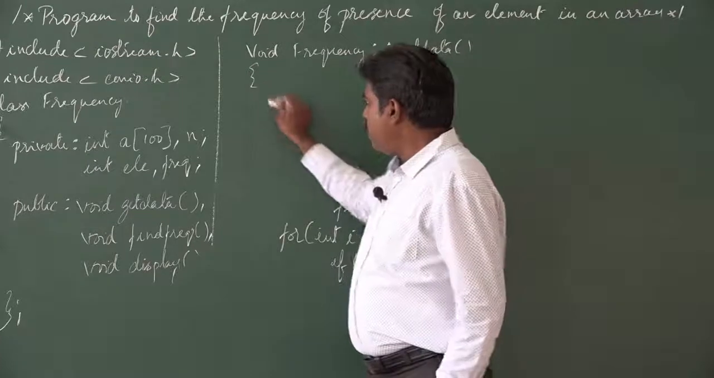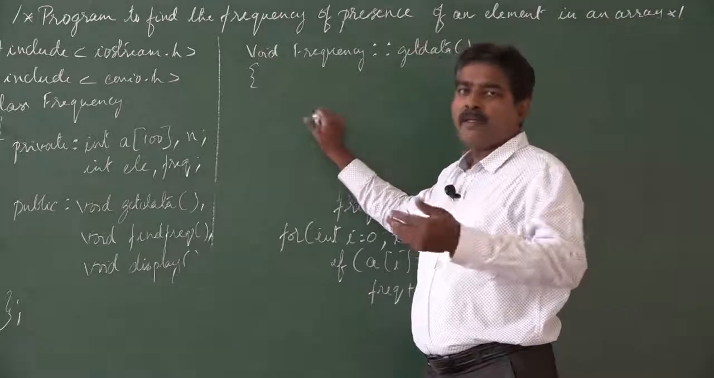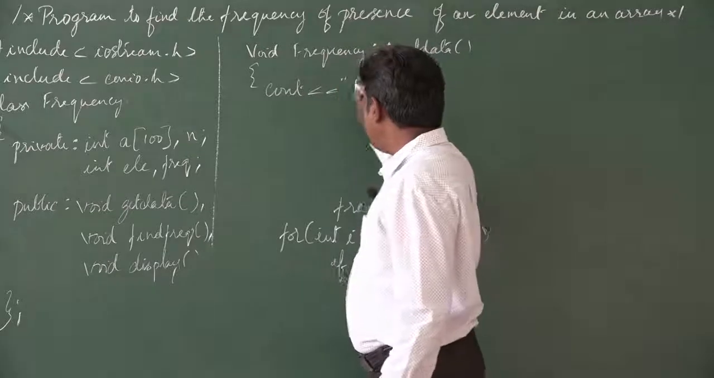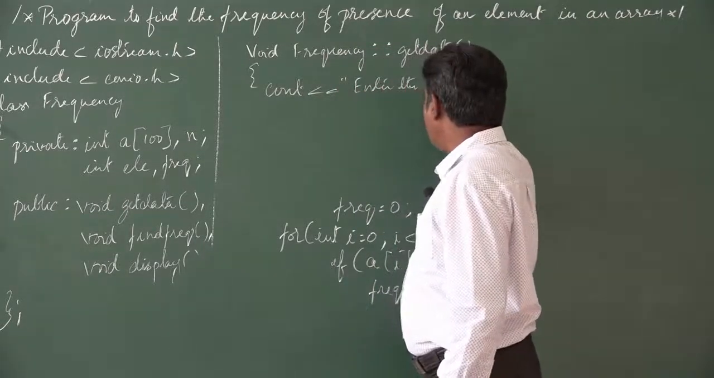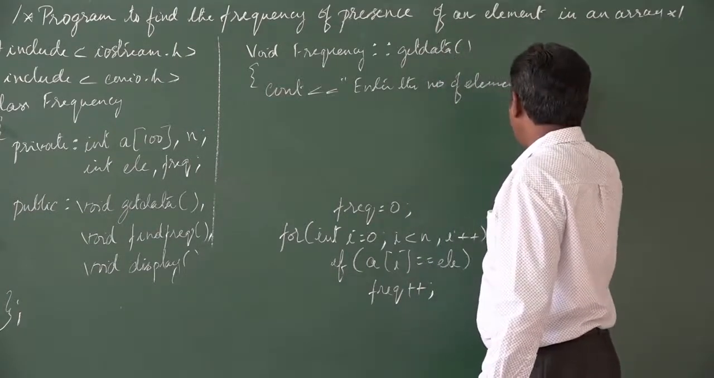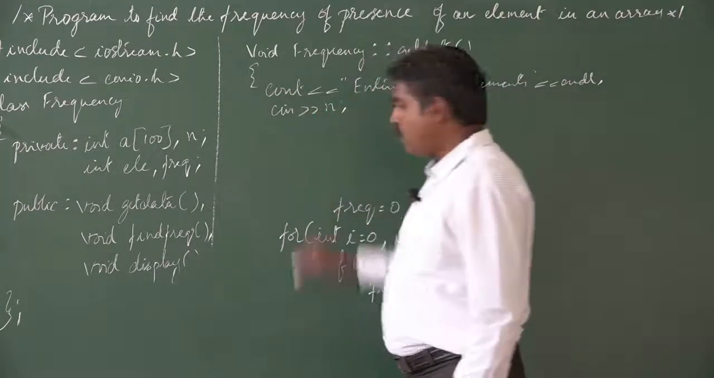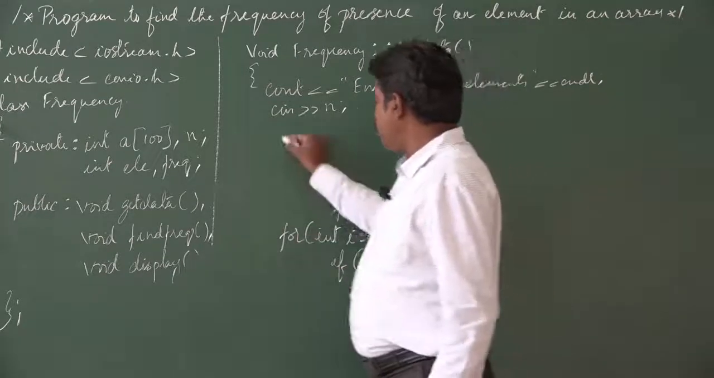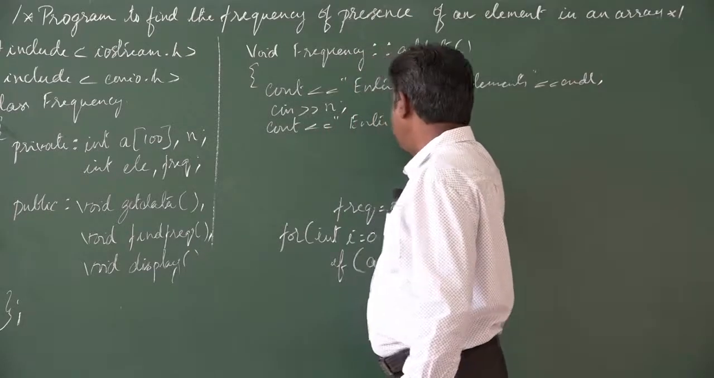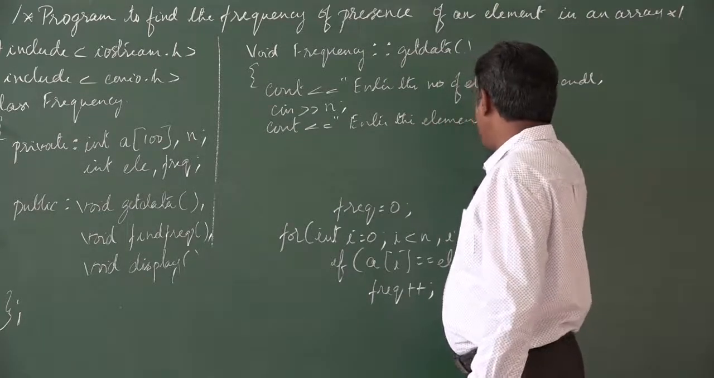So here you are going to establish the coding part, that is cout, enter the number of elements. This number of elements will be held by a variable n. So cin n denotes the total number of elements you are going to accept, and then cout, enter the elements, that is enter n elements. We are going to accept n elements.